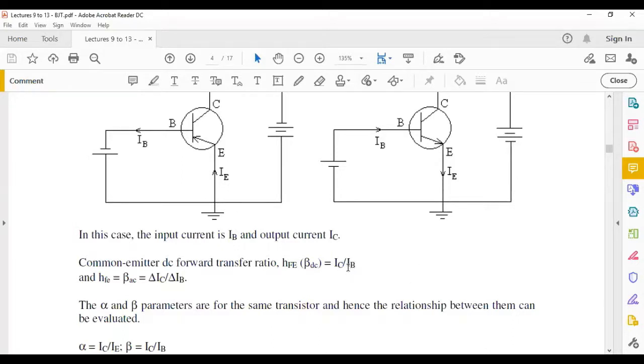Since IB is a very small value, we've said that earlier, this ratio beta will be quite large. It can be 100, it can be 200, depending on the transistor. So you expect this ratio beta to be quite large because IB is a small value.